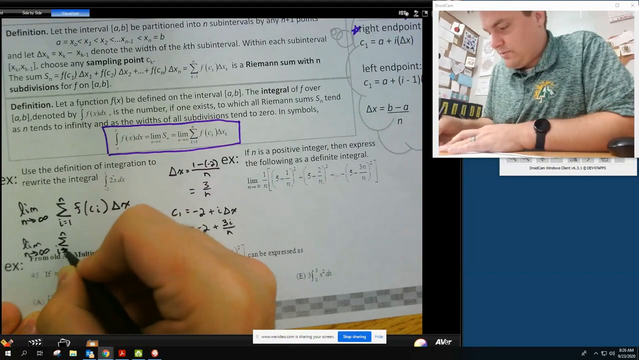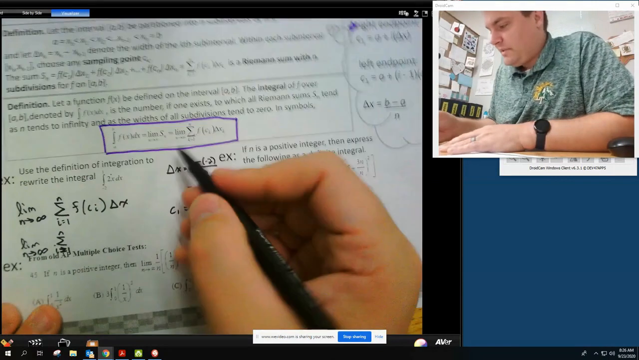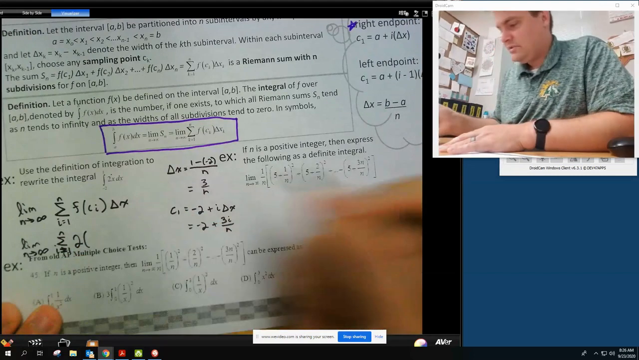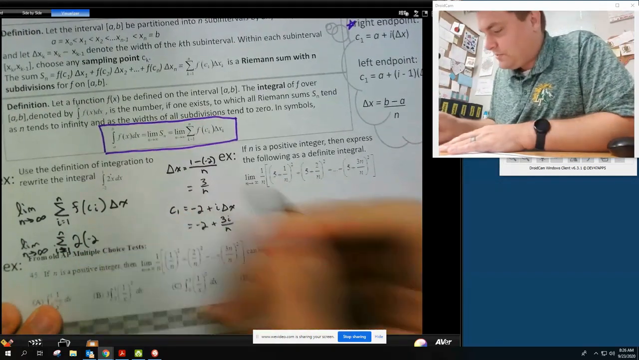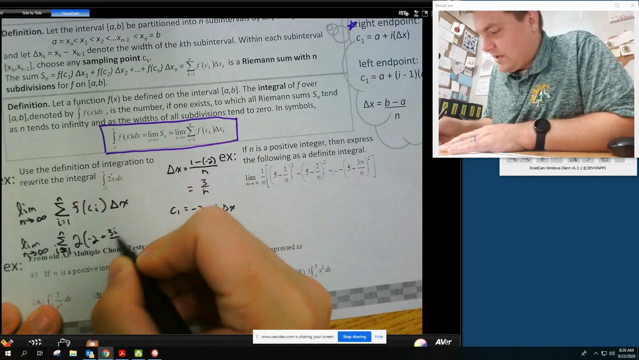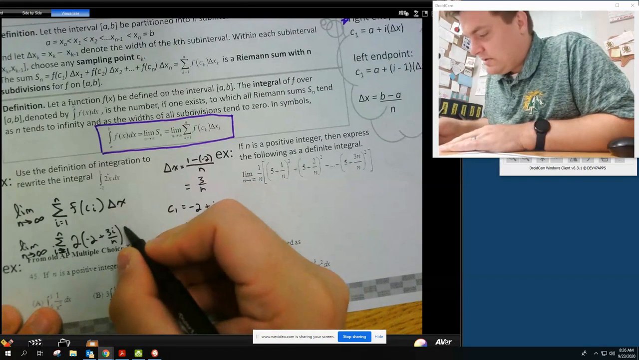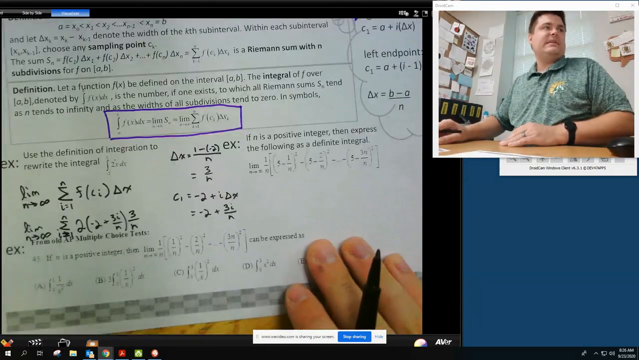So n equals 1. So my function here is going to be 2 times x. So it's 2 times, well, what is my function? It's just x. I'm just going to plug this in: -2 plus 3i over n. And then delta x is just going to be 3 over n. And that's it. That's how you translate it.